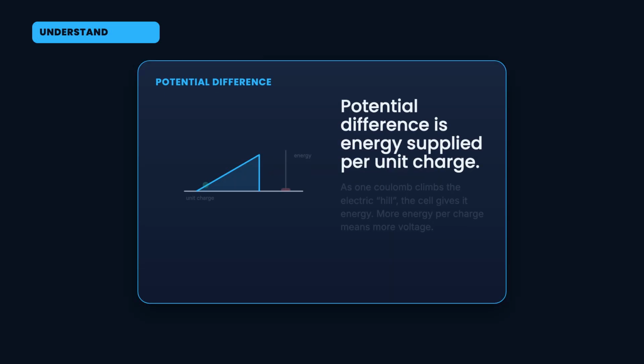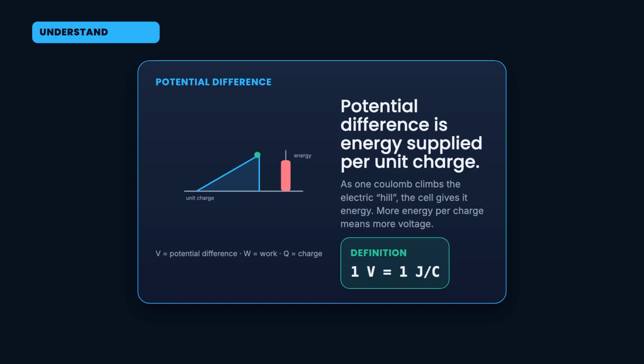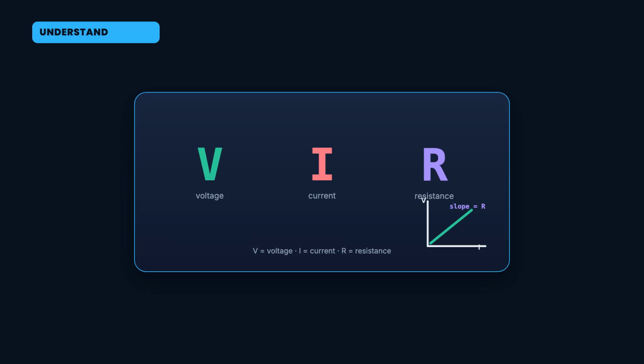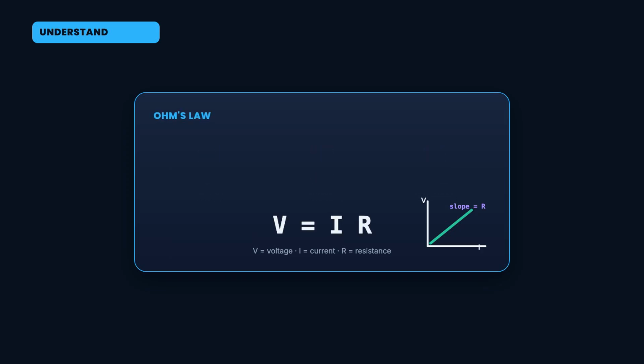Potential difference is the energy given to each unit of charge. 1 volt is 1 joule per coulomb. The cell provides this push. V equals W by Q. Ohm's law links voltage and current. Voltage equals current times resistance. V equals IR. Resistance in ohms is the wire fighting the flow.